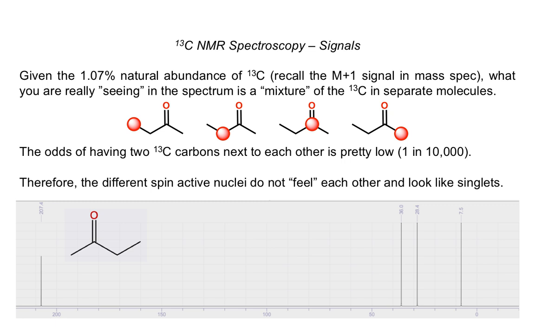I don't even know if this math is right. I'm not a mathematician. But the odds of having two carbons next to each other is pretty low. So since we don't see that, the signals only look like lines.